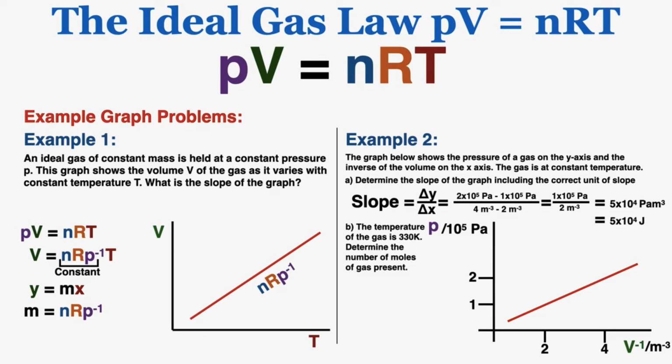And I remember from a previous part of this lecture that a Pascal times a meter cubed is equal to a joule. The reason why is that a Pascal times a meter cubed is equal to a Newton over meter squared times meters cubed, which is equal to a Newton meter, which is equal to a joule.